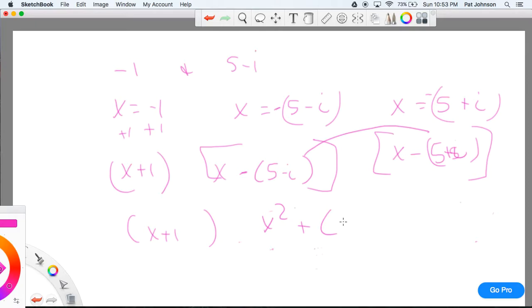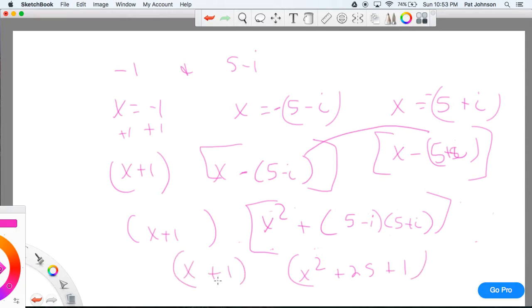What do we have going on here? We have 5 minus i times 5 plus i, which is simply x squared plus 25 minus i squared, or plus 1. Now we can multiply that by x plus 1, and we simply get, we do it all right, and I'm sure I did some bad math here. Oh, I did.